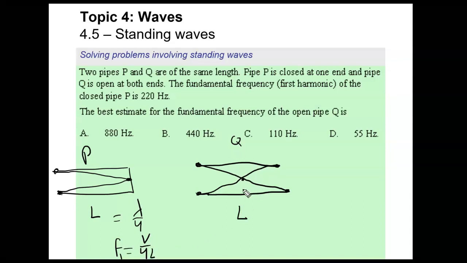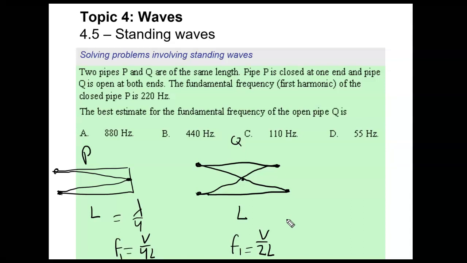And I could also go back and use a wave equation for this one and show that F1 for this one should be V divided by 2L. Okay, we've done examples like that before. I'm not going to go through all those steps, but it's not difficult to show using the wave equation.